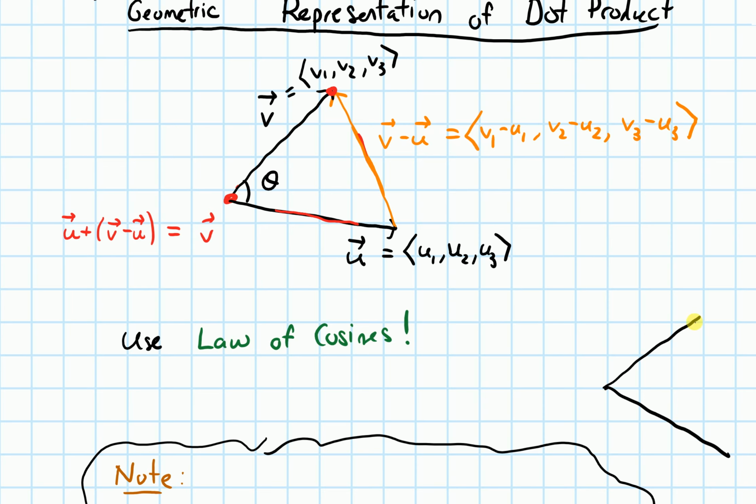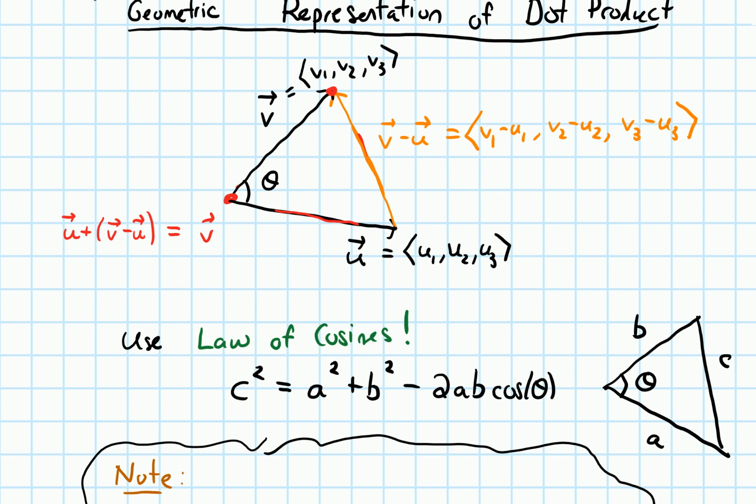So let's say I have a triangle, and I call this side A, and this side B, and this side C, and this angle between A and B theta. The law of cosines says that c squared equals a squared plus b squared minus, so it's looking kind of Pythagorean-esque, except there's one extra term, minus 2ab cosine theta. And that's the law of cosines.